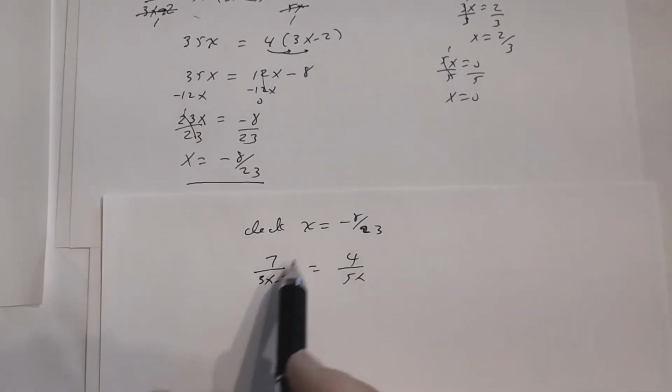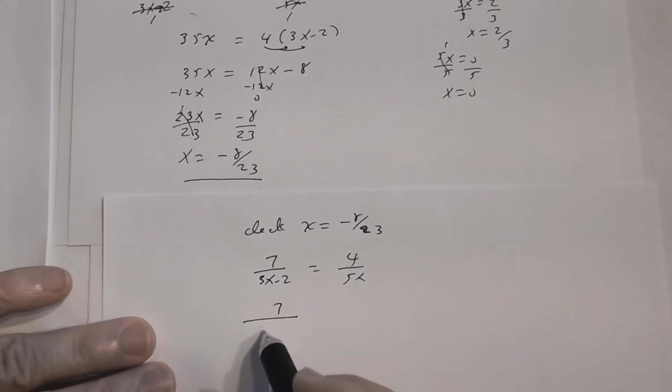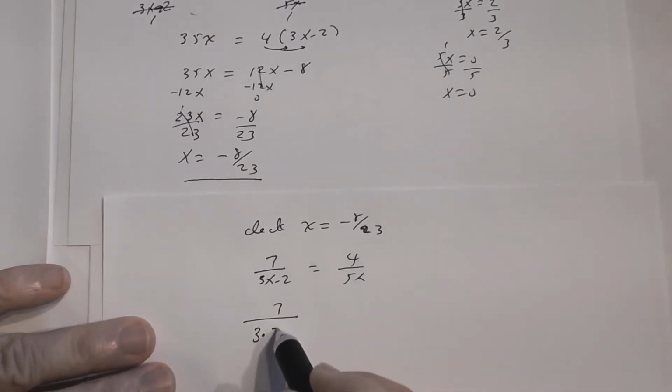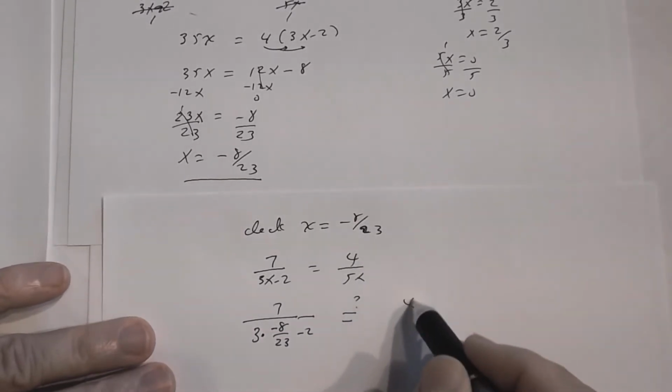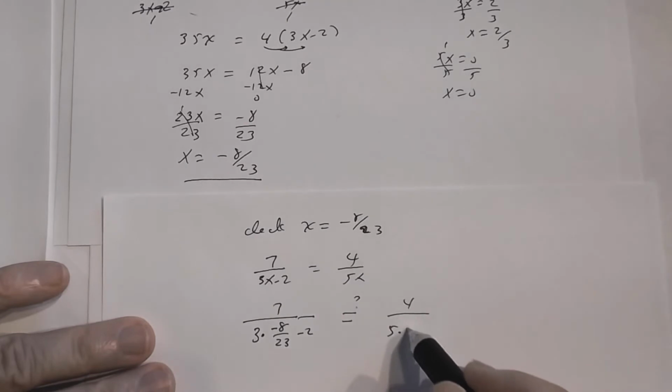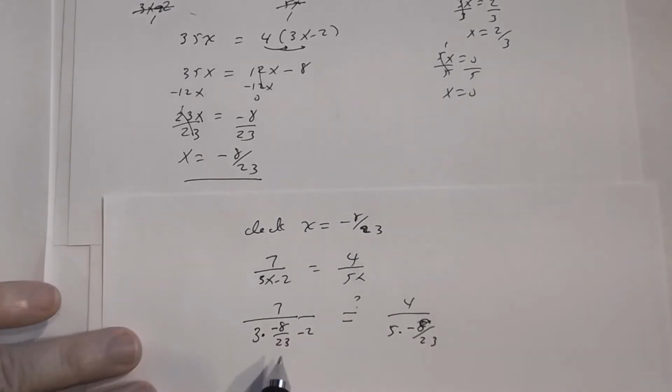And so wherever I saw the variable x, I'm going to substitute negative 8/23. So I get 7 divided by 3 times negative 8/23 minus 2. And I want to see if that's going to equal 4 divided by 5 times negative 8/23. All right. Now, on your calculator, let's be careful.